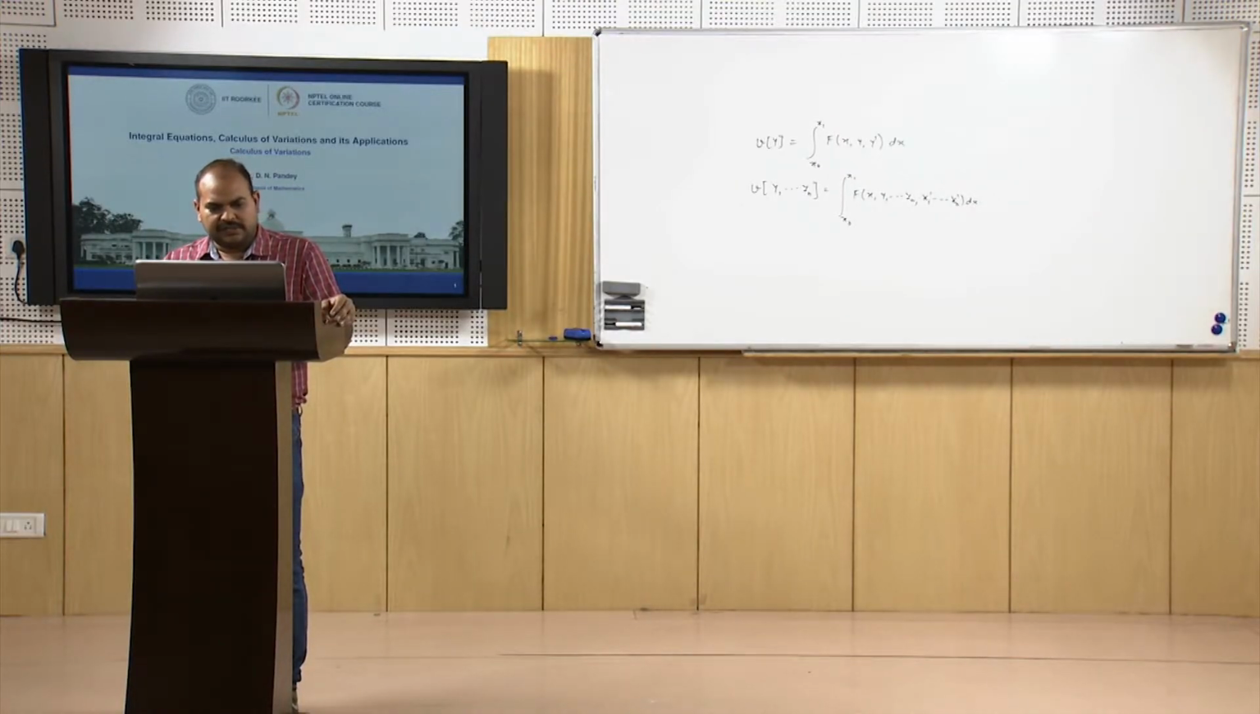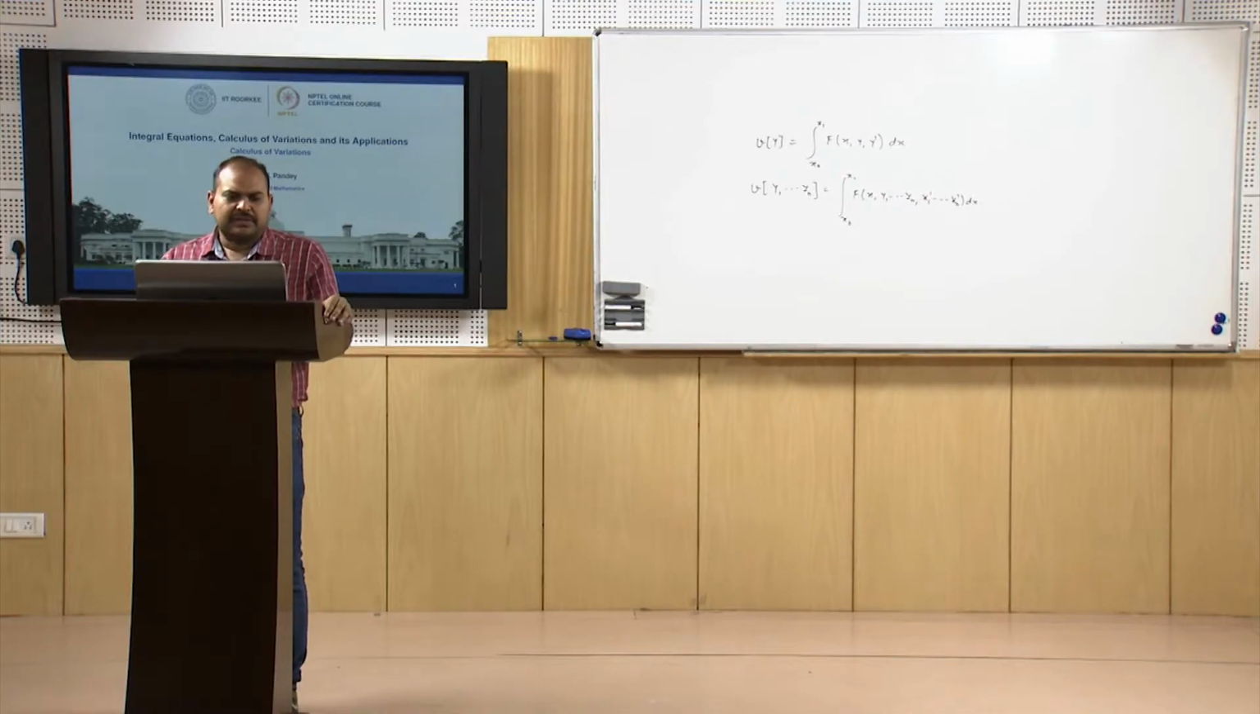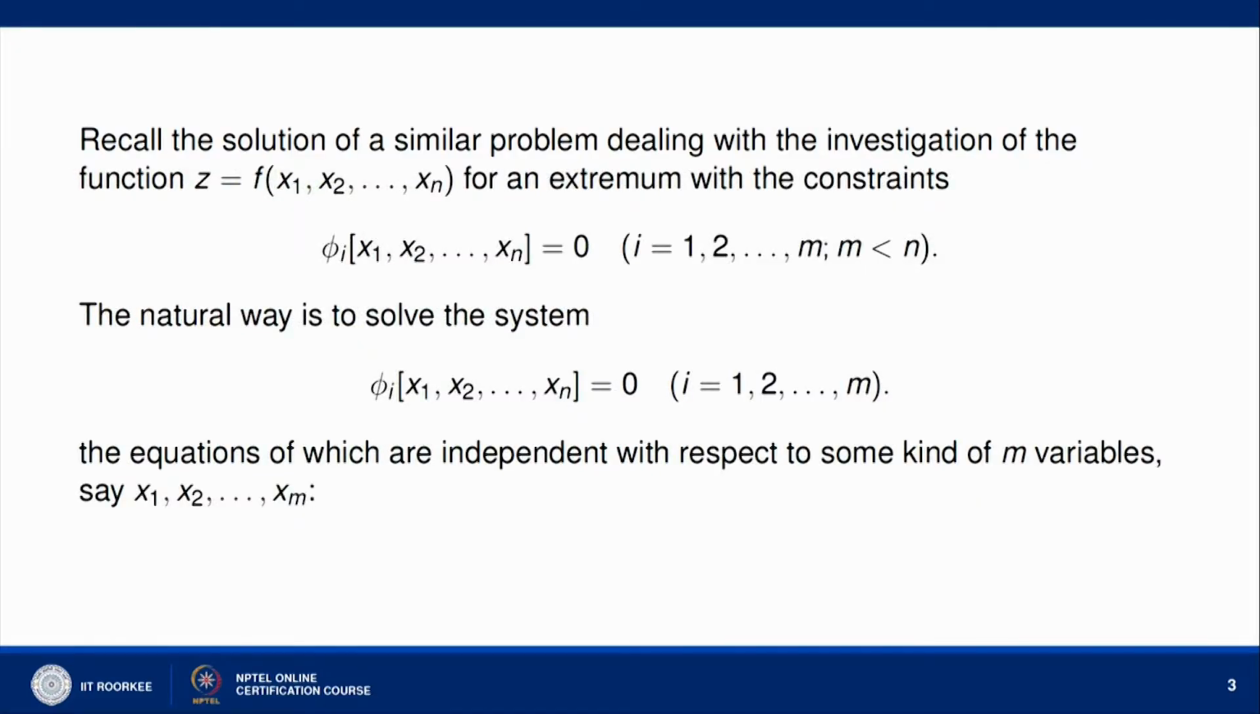Let us proceed here. The natural way is to solve the system phi i of x1 to xn equal to 0, where i equals 1 to m, whose equations are independent. So here we are already assuming that these constraints are independent of each other. It means that we can solve phi i, i equal to 1 to m, in terms of x1 to xm. Without loss of generality, I am assuming that we can solve these constraints for x1 to xm. If not, we can relabel the variables, and we can always relabel them as x1 to xm.